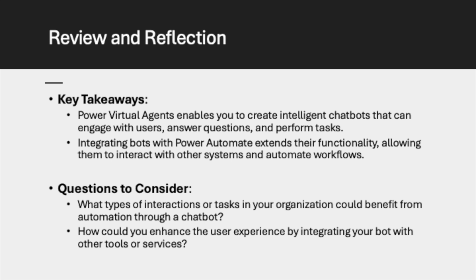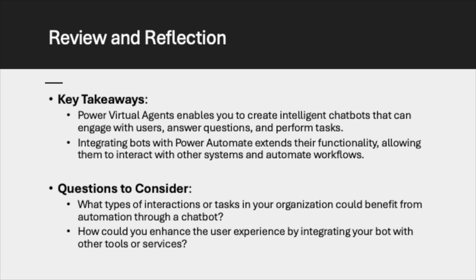Review and reflection. Key takeaways. Power Virtual Agents enables you to create intelligent chatbots that can engage with users, answer questions, and perform tasks. Integrating bots with Power Automate extends their functionality, allowing them to interact with other systems and automate workflows.